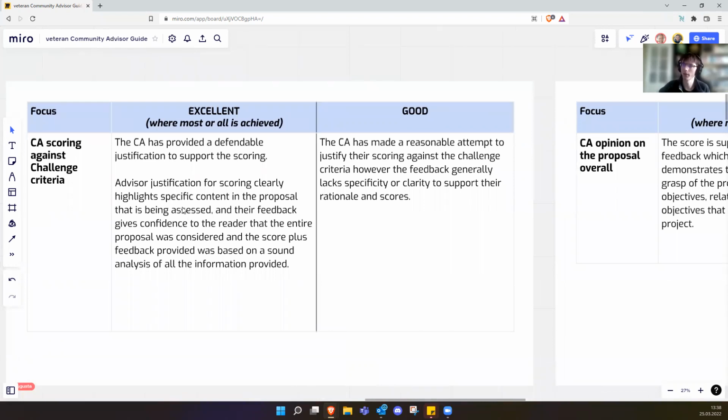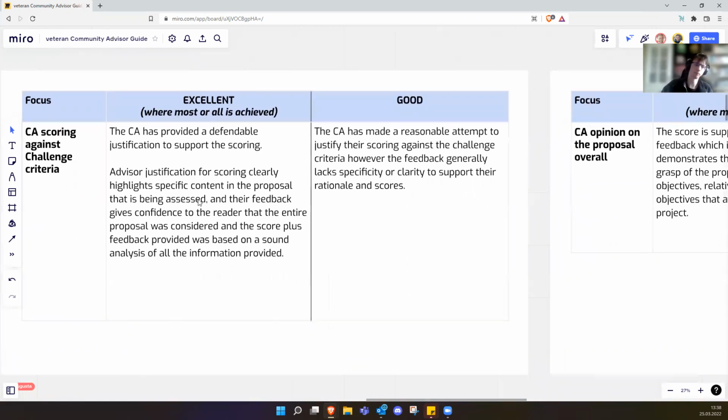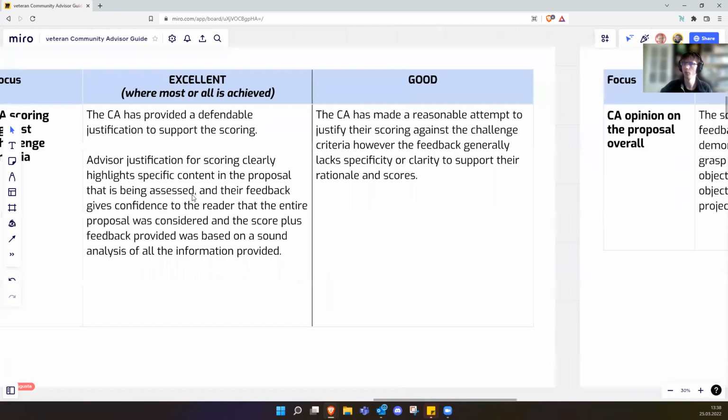And the advisor's justification for scoring clearly highlights specific content in the proposal that is being assessed. So take some snippets out of the proposal which confirm his thinking or understanding of how good the proposal will be as effective. They share confidence with the reader, and articulate well why it aligns with the challenge.